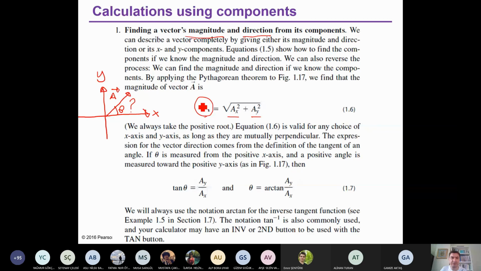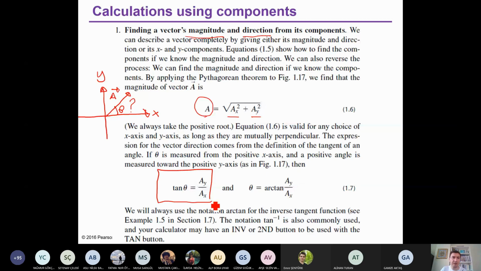You can do it like this. A squared is equal to Ax squared plus Ay squared, from the Pythagorean theorem. So how to calculate theta? We have done this one also during the last lecture. Tangent theta, this angle, is given by the y component over the x component. If you take theta from that equation, you will get arctangent of Ay over Ax. So by using components, you can calculate both magnitude and theta. Okay, for this reason, vector components are very important.